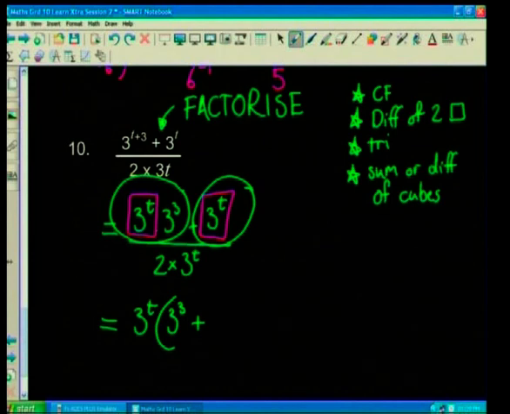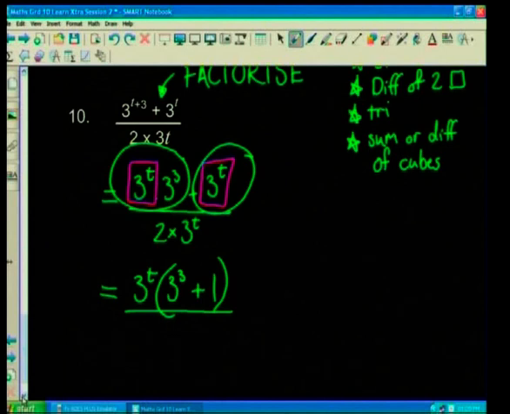I know some of you are still thinking nothing, but remember, when you think there's nothing left, we put a tombstone in remembrance, and there it is. So we've got 3 to the power of 3 plus 1 in brackets, and 3 to the power of t. What we've done is we've changed it into one term, which means that we can now do some cancelling if we need to, which we do.